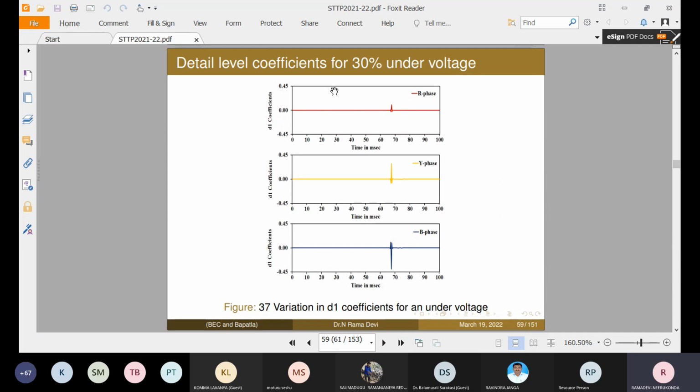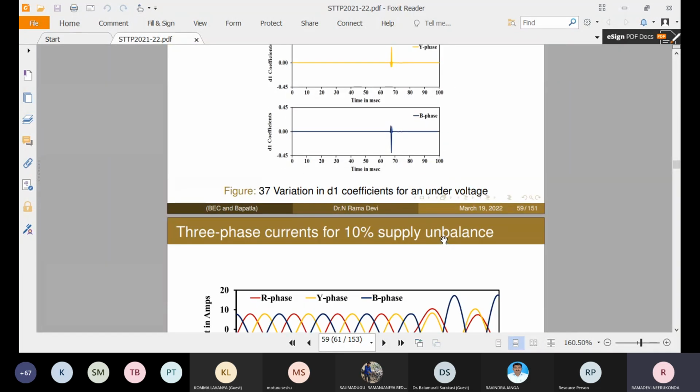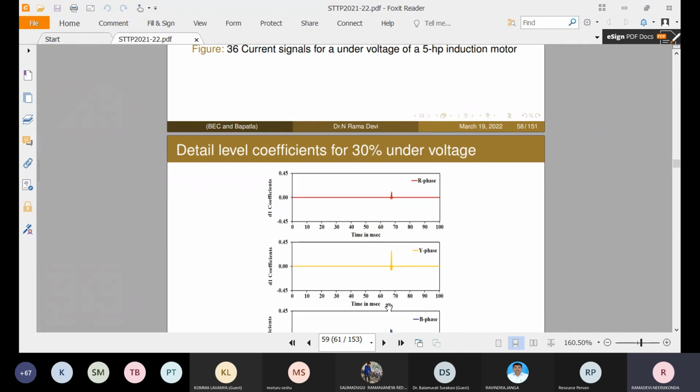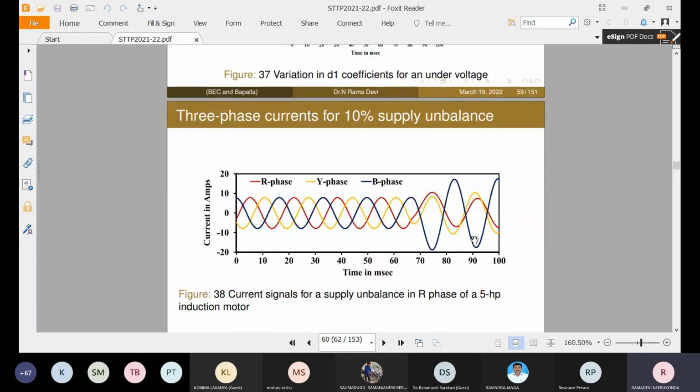So whenever we create the under voltage on the phases R, Y, B suddenly, this happens because of a sudden load applied to the system. Whenever a sudden load is applied to the system, the voltage applied to the system immediately decreases. So due to this disturbance also we can analyze the detail level coefficients, and the fault index value of this detail coefficient crosses the threshold. The next type of disturbance is the supply unbalance.